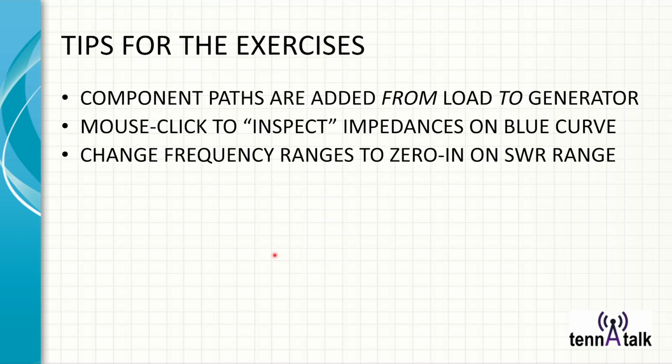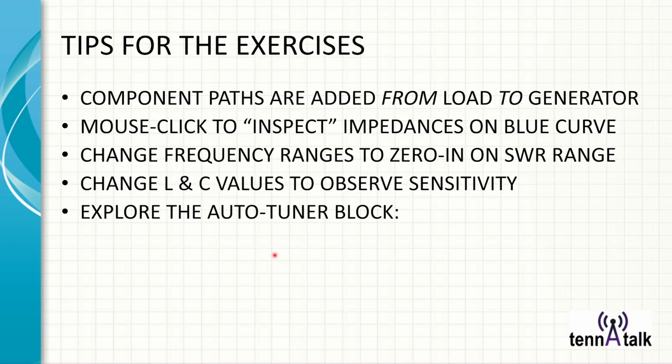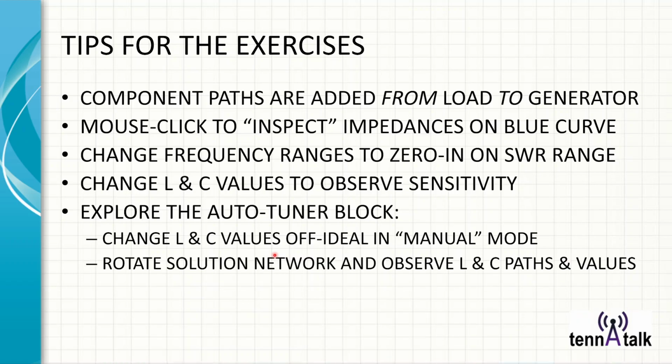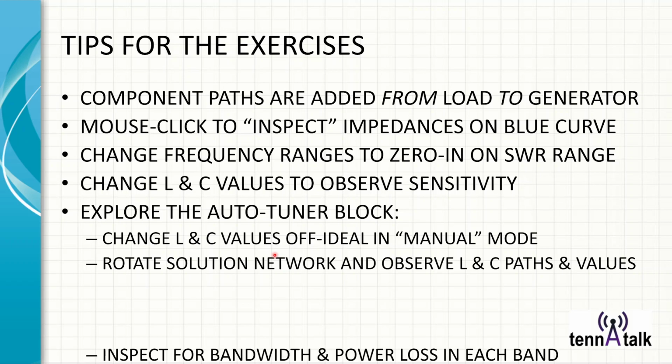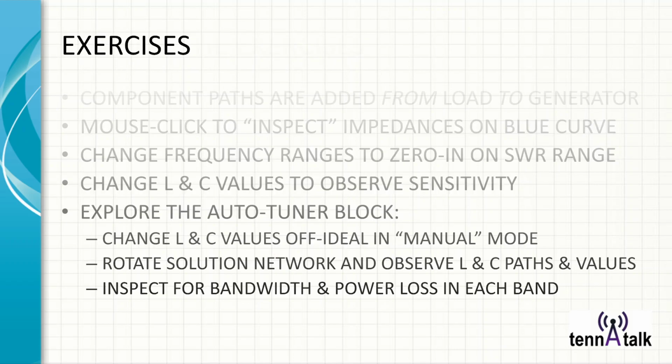You can change frequency ranges to zero in on the SWR range. You can change LC values to observe the sensitivity like we just did. And then you can explore the tuner block. You can change LC values off ideal in manual mode like we just did. You can rotate the solution network and observe the LC paths and the values to see which one's more efficient. Generally, the auto tune function will come up and give you the most efficient path. You can also inspect for bandwidth and power loss in each band.